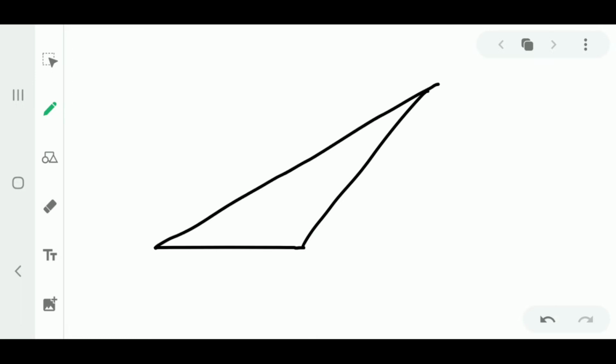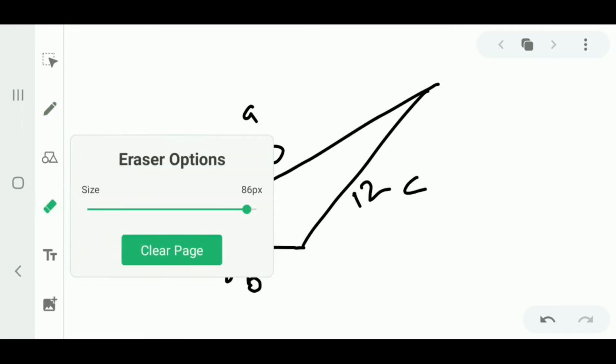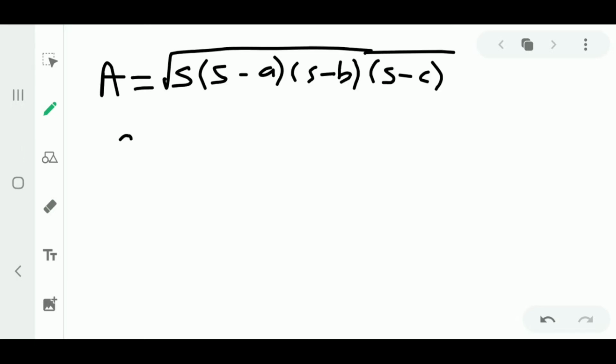Let's say the triangle looks like this. Here we realize that we have no visible height. So let's say this is 10, this is 12, and this is 8. Here we use Heron's formula. It doesn't matter which side you label A, B, and C. So let's say we call this A, B, and C. So using the formula, A is equal to, so we say that A was 10, B was 8, and C was 12.